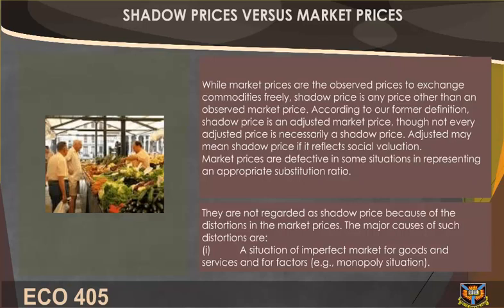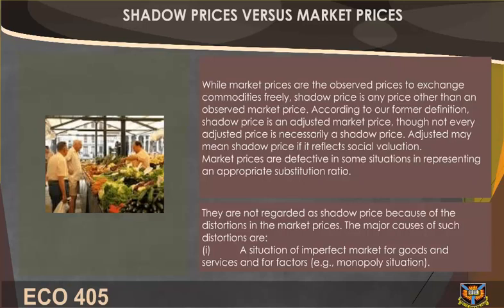Shadow prices versus market prices. While market prices are the observed prices to exchange commodities freely, shadow price is any price other than an observed market price. According to our former definition, shadow price is an adjusted market price, though not every adjusted price is necessarily a shadow price. Adjusted may mean shadow price if it reflects social valuation.